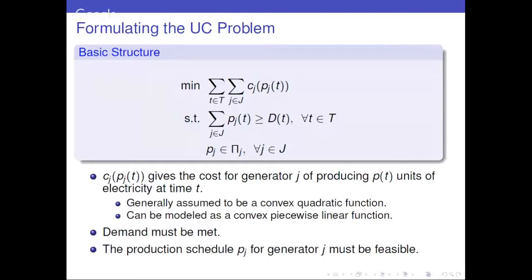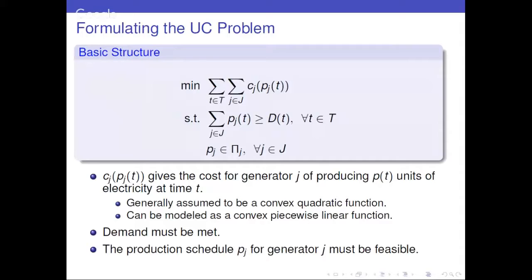Subject to the constraint that the sum of all the generation at each time period has to at least meet the demand. And then a bunch of additional constraints that take account of run uptime and run downtime and ramping and other such constraints and security and so on. So the objective function is fairly straightforward.